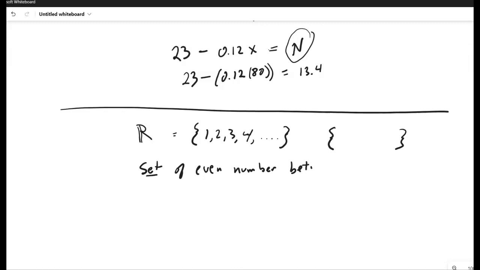The set of even numbers between 0 and 11. Well, let's just call this set S. We'll just give it a name. Oh, that's supposed to be a bracket. We can just write it like this: I've got 2, 4, 6, 8, and 10. And then I close it with a bracket.